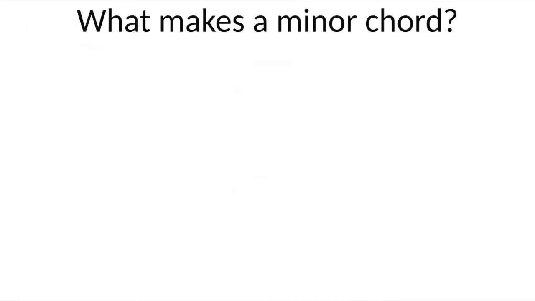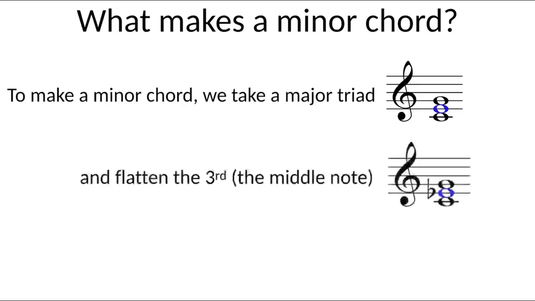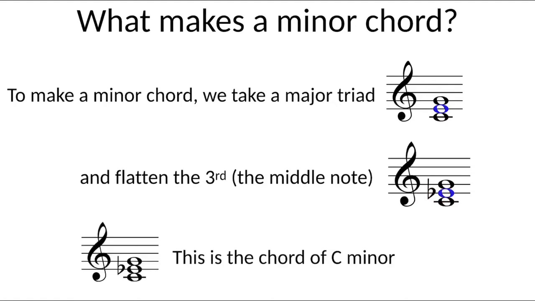But how do we make a minor chord? To make a minor chord, first of all we take the major triad, in this case C, and we're going to focus on the third note there, the middle note. And we're going to flatten this note, in other words reduce it by a semitone. Where it was an E, we're going to make it an E flat, and that gives us the chord of C minor. It's just a case of taking the major chord, flattening the third, and it becomes a minor chord.